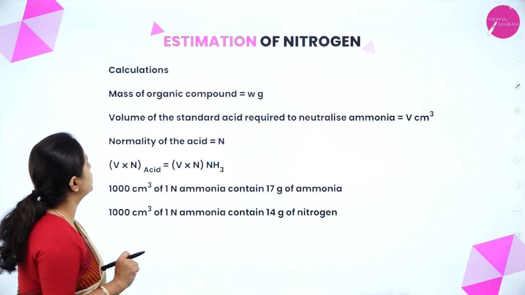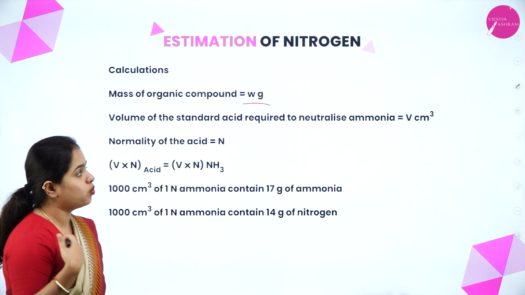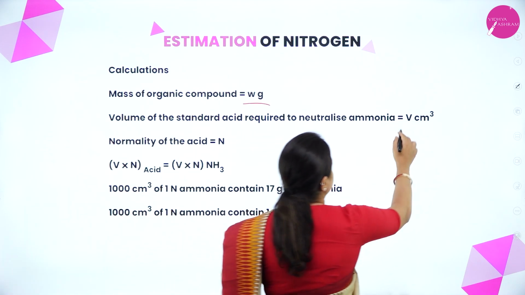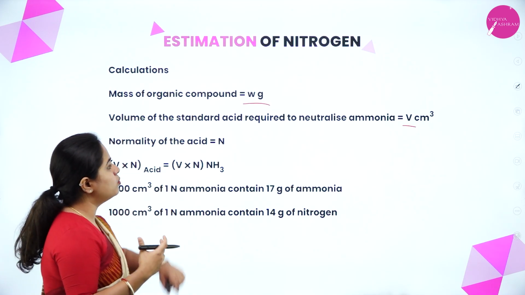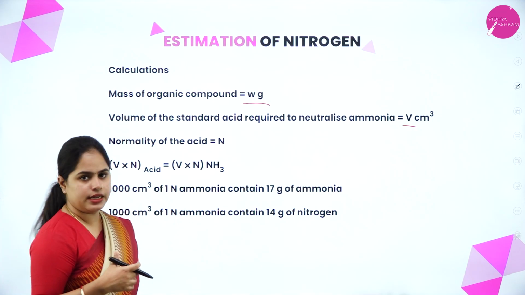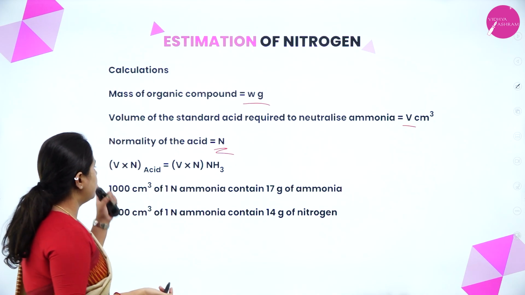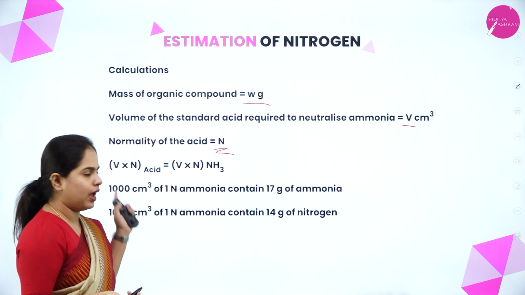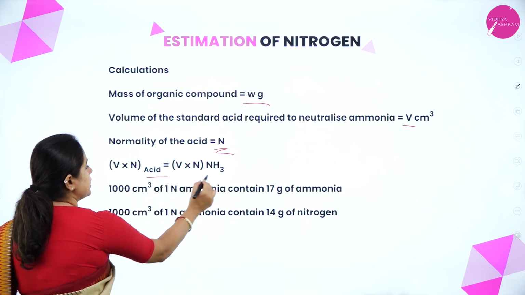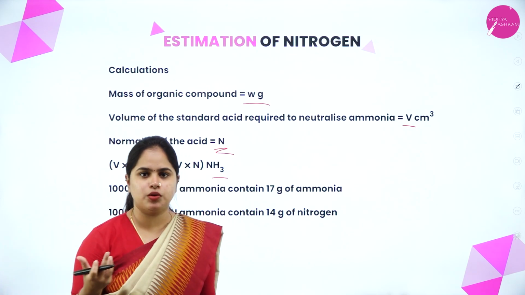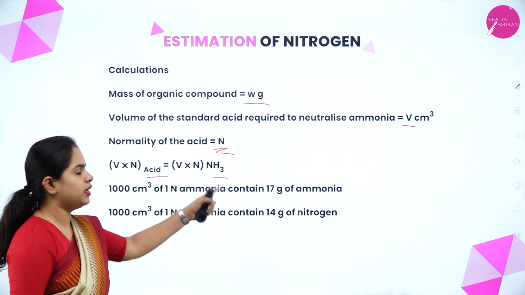Now let's move on to the calculation. Mass of organic compound is considered as W gram, and the volume of the standard acid required to neutralize the ammonia is taken as V. Then the normality of the acid is taken as N. Then volume into normality of acid will be equal to volume into normality of ammonia. As I said, whatever volume of acid is used will be exactly equal to the ammonia which is liberated. So V into N of acid will be V into N of ammonia.